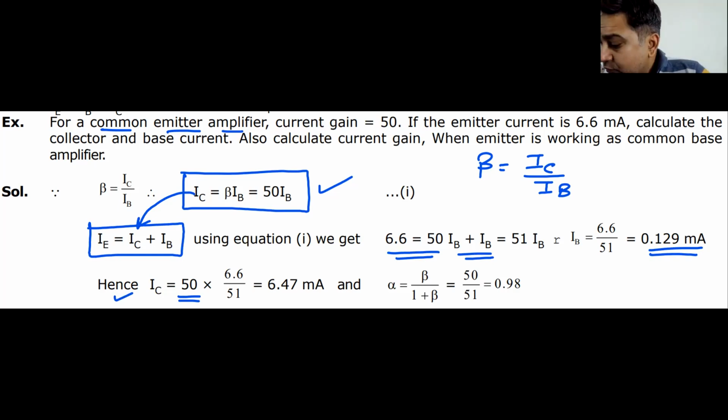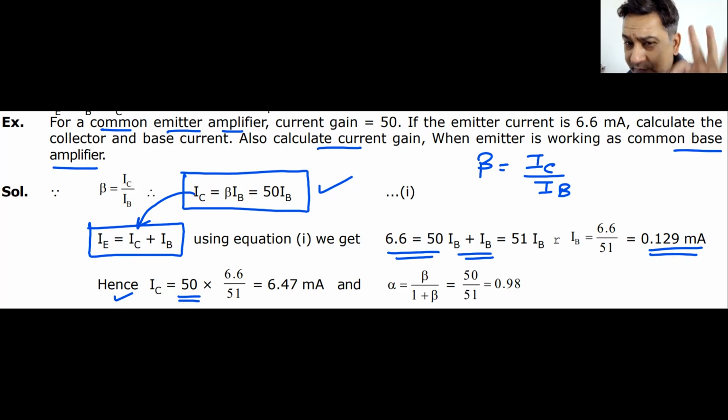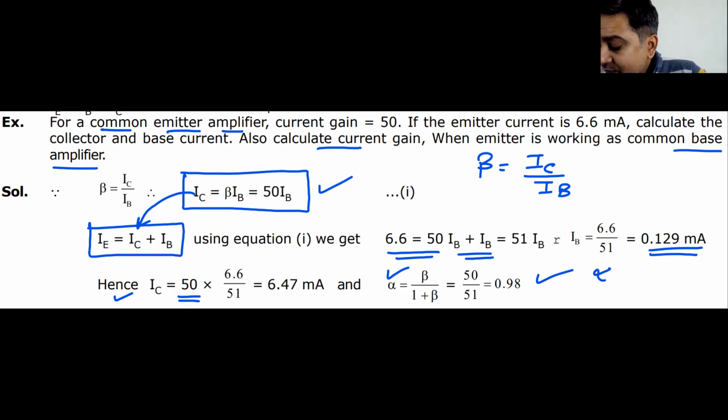Then they are asking you, what will be the current gain when it is working as common base? Common base, that means it's asking about alpha. You put the relation between alpha and beta and you should get your answer. You don't have to do so much. You can simply put alpha as IC divided by IE. Do you remember this formula? If you put that formula also, you will again get the same result.